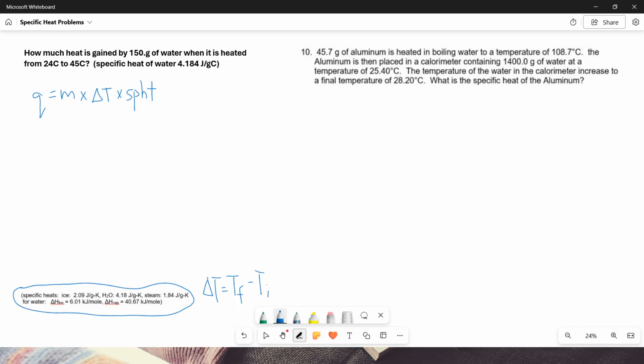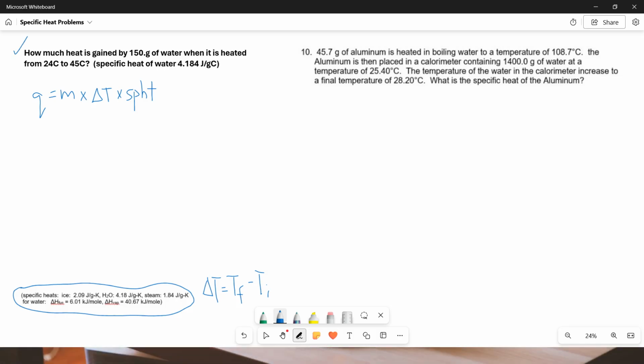So looking at this first problem set here, it wants to know how much heat, so we're going to be solving for Q, for 150 grams of water when it's heated from 24 degrees Celsius to 45 degrees Celsius. And they give us the specific heat of water. So we're solving for Q. The mass is going to be 150 grams times the change in temperature. So the final temperature is 45, the initial is 24 degrees Celsius, and the specific heat is 4.184 joules per gram Celsius.